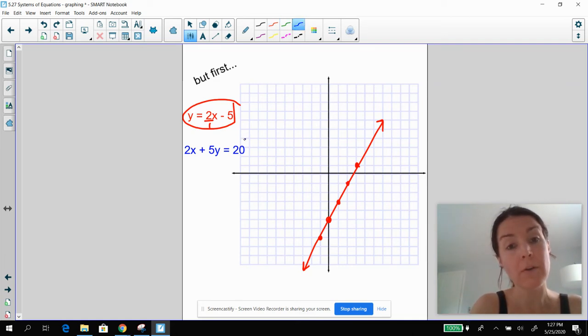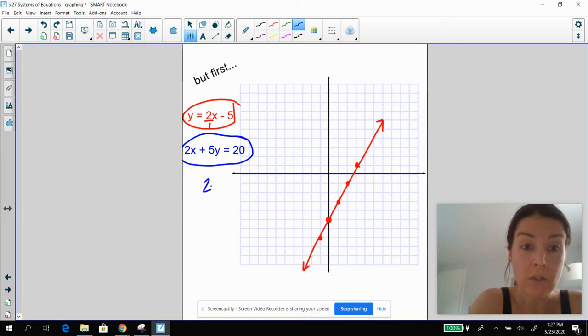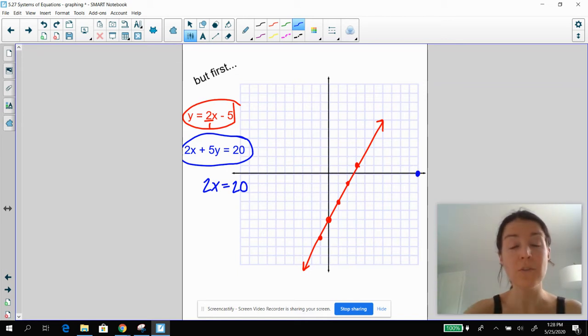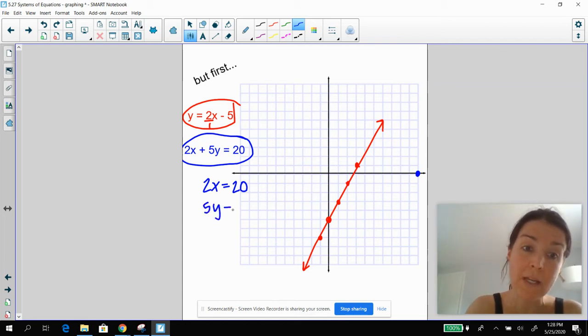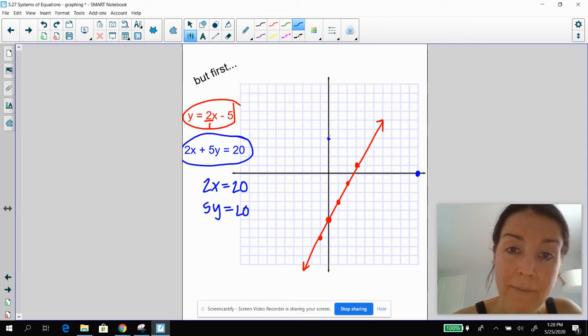All right, the second one is a little bit trickier. This one is what we call general linear form, or sometimes standard form. And we use the cover-up method here. Remember, the cover-up method tells us the x-intercept is when y equals 0. So 5 times 0 is 0, so I can just cover up that 5y term and say 2x equals 20. If 2x equals 20, I know that x equals 10. Then I can do the same thing for my y-intercept. So 5y equals 20, which means y equals 4. Amazing. So I've got my 2 points.